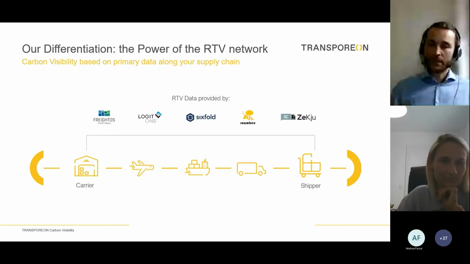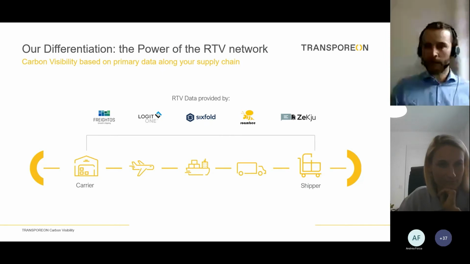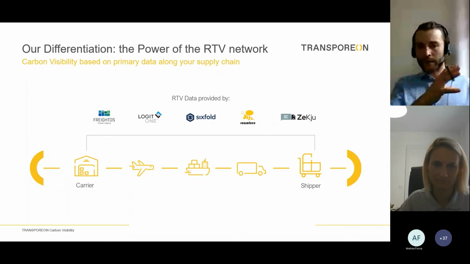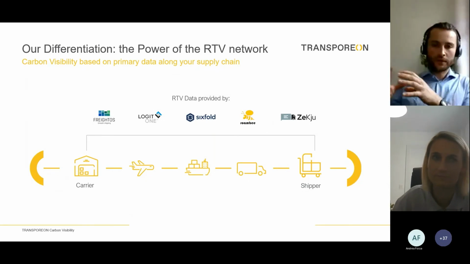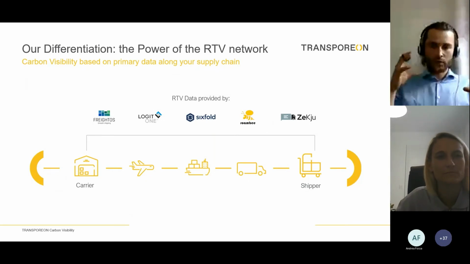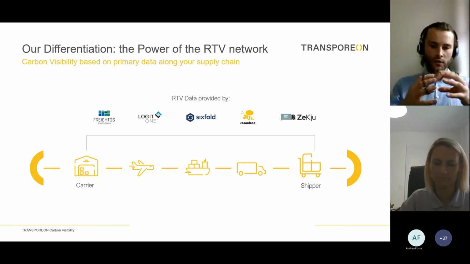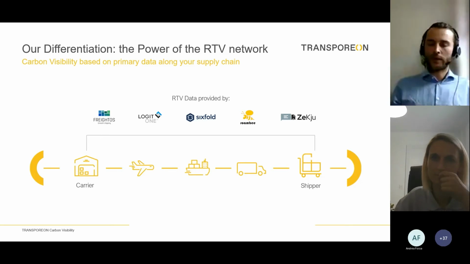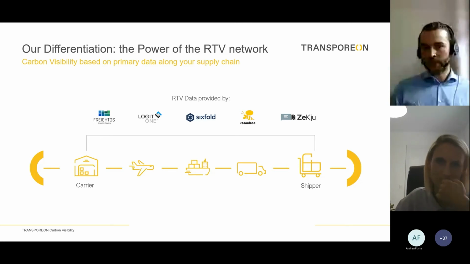And this is where our differentiation is, the real-time visibility network that we are offering. So we have several visibility partners connected to our platform that provide us with additional data. We are pretty much sitting between the TMS and the telematic system of the carrier, so the TMS of the shipper and the telematic system of the carrier, and can then match the data points to the best level of accuracy, and therefore provide the most accurate emission values.